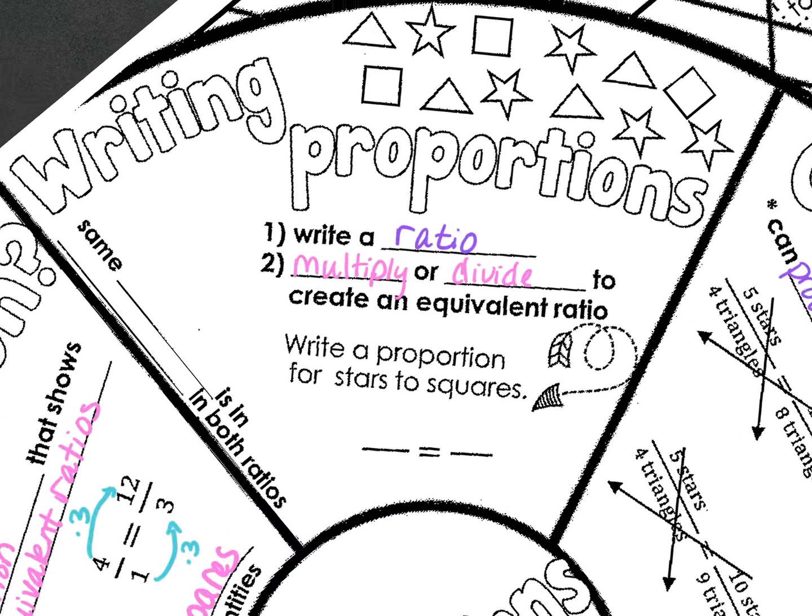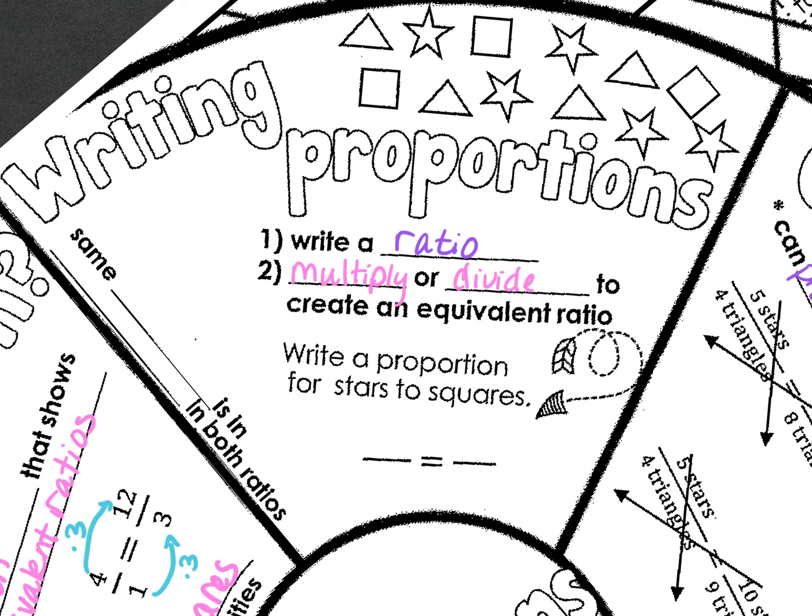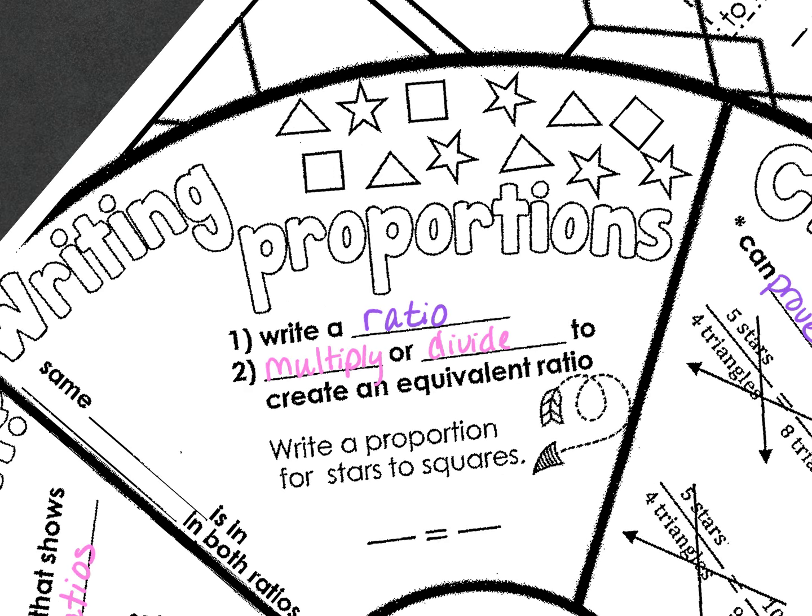Okay, so writing a proportion. Number 1, we write a ratio. Number 2, we multiply or divide to create an equivalent ratio. That's what we're doing here. We're going to write the proportion for stars to squares at the top. Okay, I'm hoping you're counting stars to squares here. All right. So we've got 1, 2, 3, 4, 5 stars. And then we have squares, 1, 2, 3 squares.